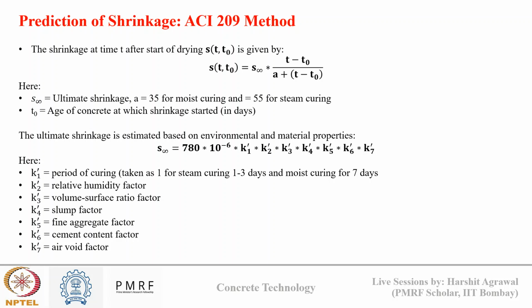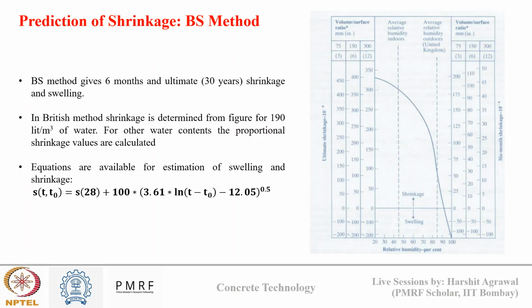Similar to creep, using the ACI 209 method, we saw how shrinkage is predicted based on the ultimate shrinkage coefficient, which takes material and environmental factors into consideration. And for all these factors, we saw how different correlation charts or tables which are given in the ACI code are used to estimate the ultimate shrinkage coefficient. Then, similar to creep, again we have the BS method, where based on the volume to surface area ratio and relative humidity, we can predict the shrinkage after 6 months or after an infinite time. Okay.